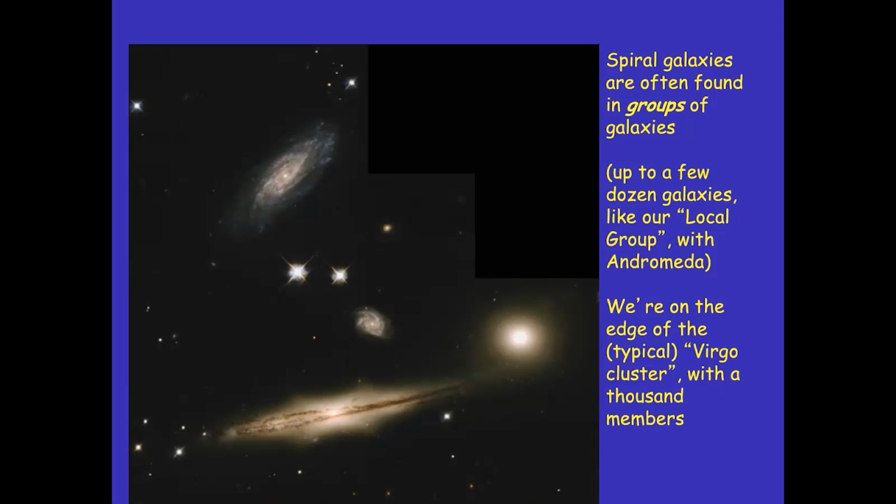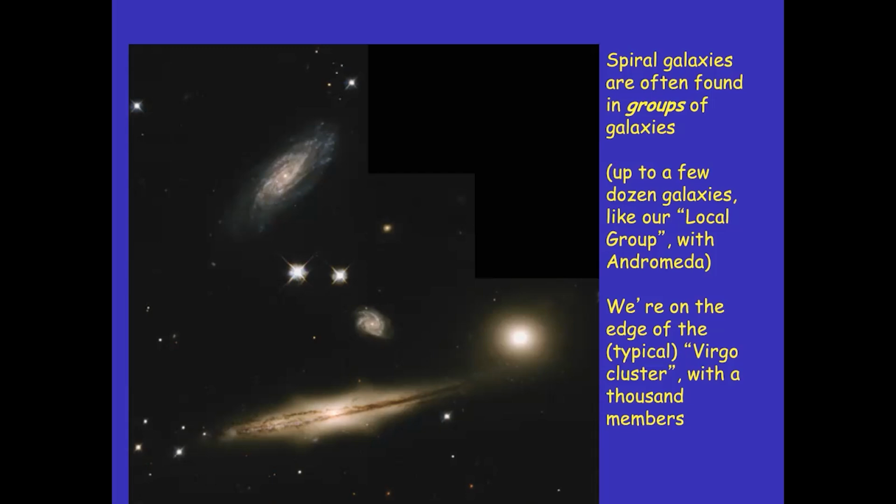Anyway, in fact, we ourselves are in a group of galaxies with Andromeda and a few other dinky galaxies, such as the Large and Small Magellanic Clouds, a few other galaxies that you haven't really heard of, and so on. It's a group of a few dozen galaxies. It's called the Local Group. That's a very imaginative name, isn't it?